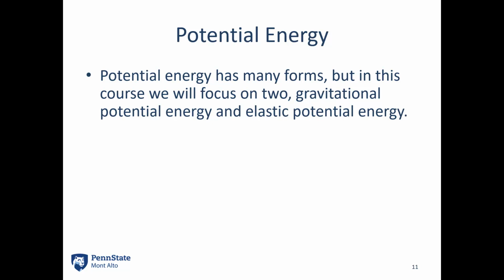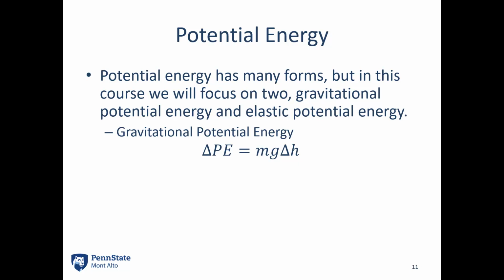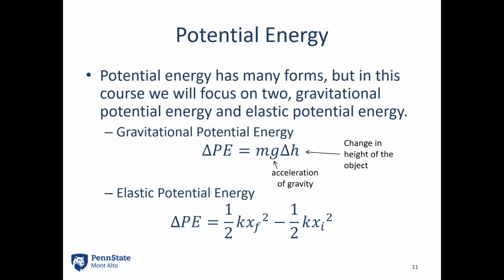All right, moving on to potential energy. So potential energy has many forms, but in this course we're going to focus on two. We're going to have gravitational potential energy and elastic potential energy. So gravitational potential energy, the change in gravitational potential energy in particular, is going to be mg delta h, where g is our acceleration due to gravity and delta h is the change in height of the object, so it either moves up or down some amount. And then elastic potential energy is going to be 1/2 kx squared, and then so delta PE would be the x final squared minus x initial squared for our system. So that k is the spring constant for our spring. So the stiffer the spring, the higher that k value is going to be. It's going to be something inherent to the spring we're using.